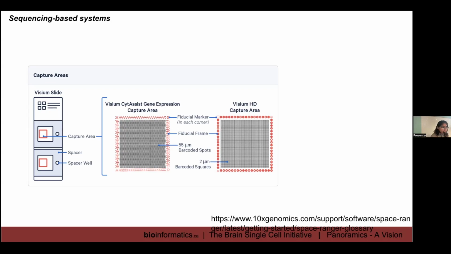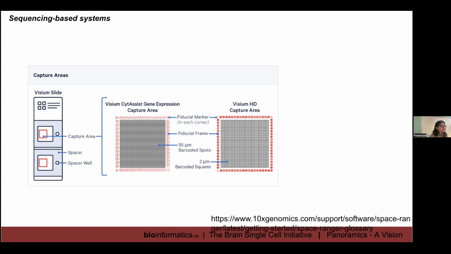Of course, I'm not doubting that these are good technologies. I'm sure the R&D teams have covered all of this and tried to minimize it. We're not accusing anyone, but it doesn't mean that it doesn't happen. It does happen. So these are some of the things that you need to consider for sequencing-based systems. And the way these spots work, all right.